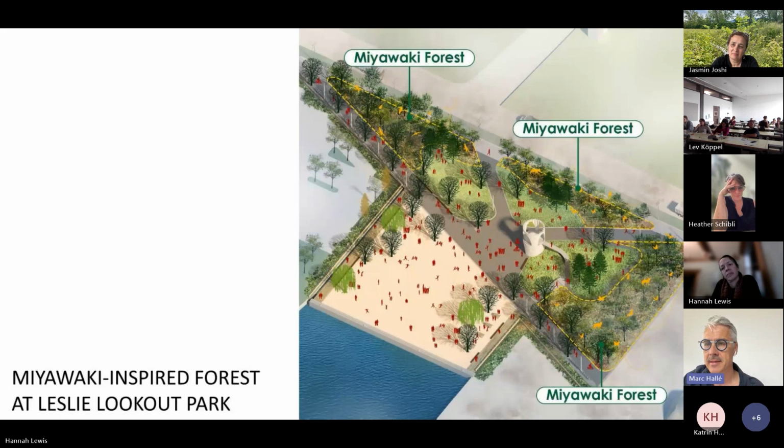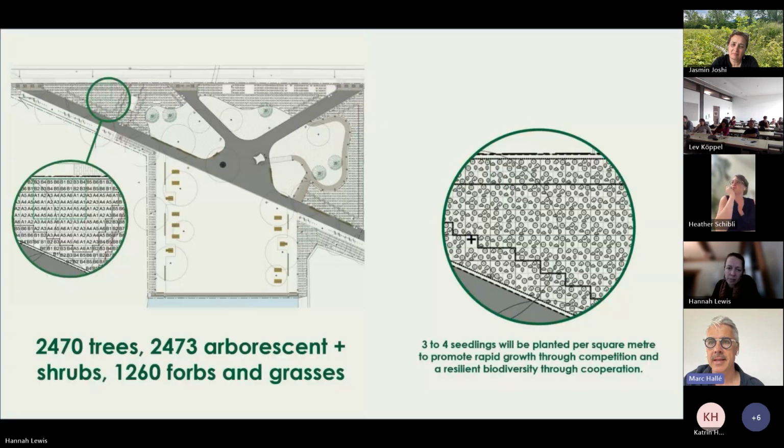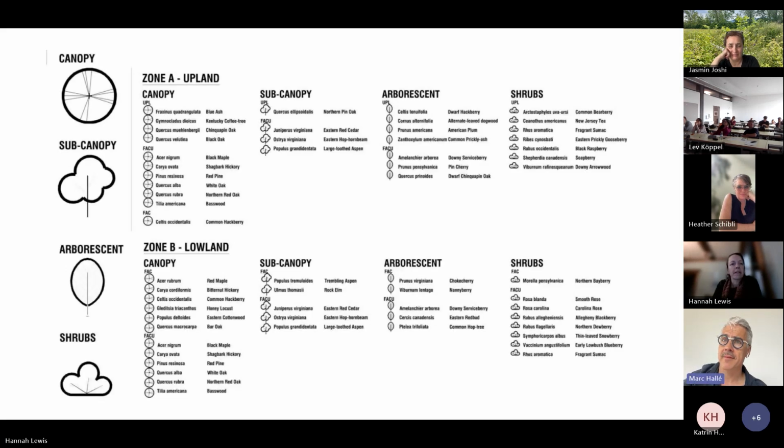If we look at the next slide, I think we're going to see a plan of how this was done. It's a very complex planting plan, but quite simple to plant. We have four categories of planting. If you look at the next slide, I'll show you what those are. We have the canopy, sub-canopy, arborescent, and shrubs. We have these four categories. The previous planting plan just shows a distribution, not specified, of these four categories.